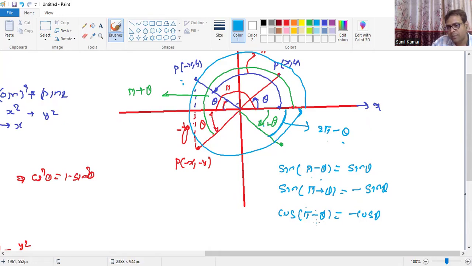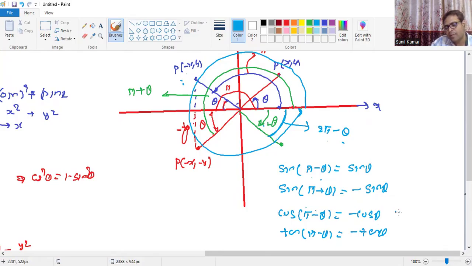And pi minus theta means 180 minus theta. Whatever angle we have is going to lie in the second quadrant. So in the second quadrant, cos is negative, cosec is positive, sin is positive, sec is negative, and tan and cot are also negative. So we can say cos(pi minus theta) equals minus cos theta, and tan(pi minus theta) is also minus tan theta.